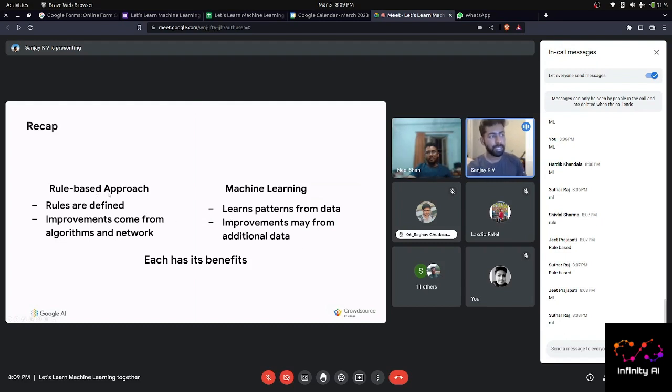Now we can't completely rule out the rule-based approach because everything has its own benefits. So for example, as I told you, for payment and everything, we are using the rule-based approach.